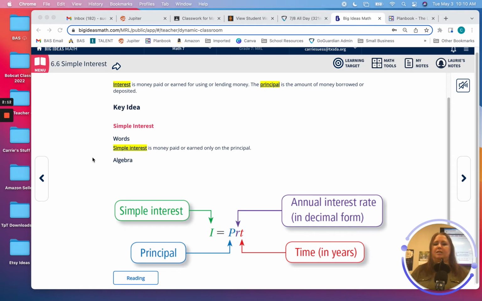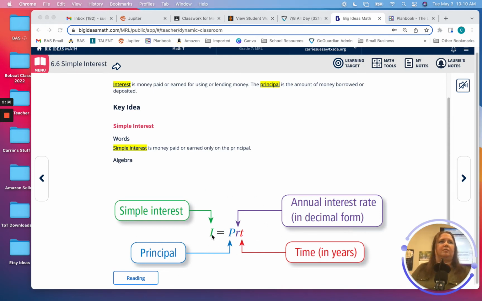Okay, and what is simple interest, Joaquin? Simple interest is money paid or earned only on the principal. So you take your original amount and you're going to multiply something to find the interest that you either have to pay if it's a loan or have earned because you deposited the money into a bank account. I would recommend you sketch this little diagram.